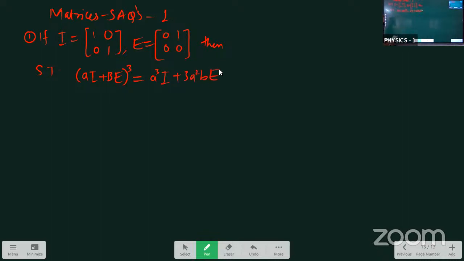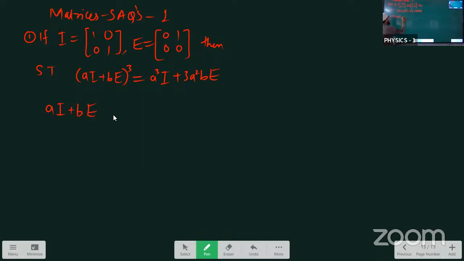Okay, question is, if A matrix is given, E matrix is given, then we have to prove this. This LHS is equal to RHS ये prove करना है. तो first take the LHS. LHS में क्या है देखो, AI plus B E whole cube है ना. तो first find A into I plus B into E. So this is small b actually. A into I plus B into E.